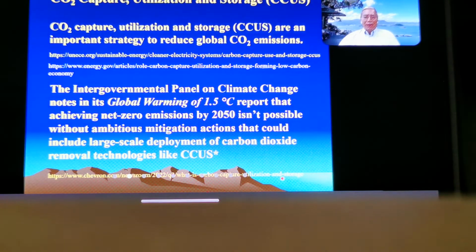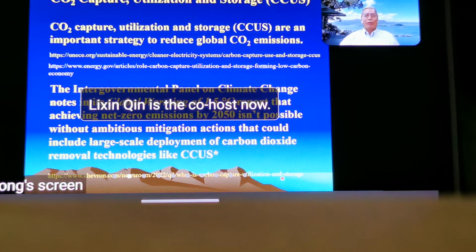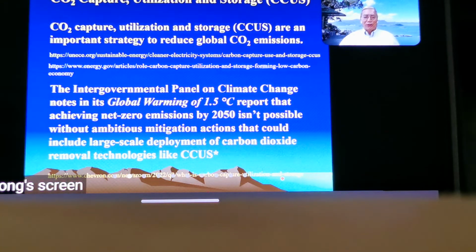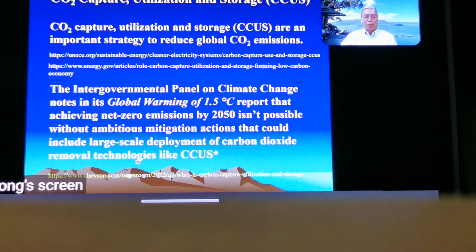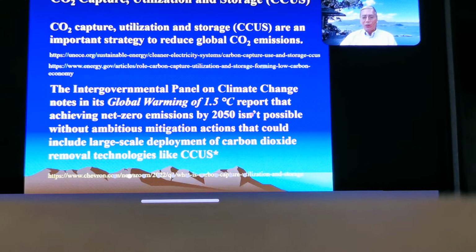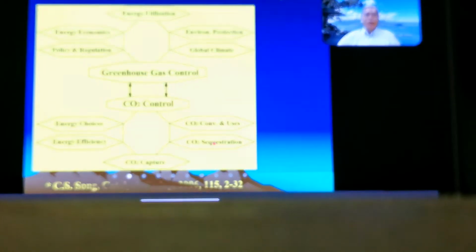Based on recent studies, the Intergovernmental Panel on Climate Change has noted in its most recent report on global warming of 1.5 degrees C that if we want to reach net zero emission by 2050, the current ambitious mitigation actions are still far from enough to reach the global target, without options such as CCUS, which means carbon dioxide capture, utilization, and storage, which is what we're going to get to.